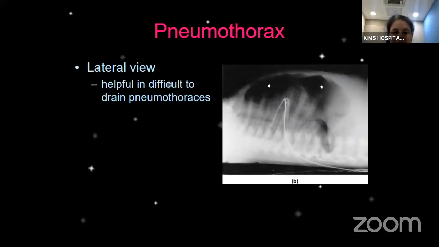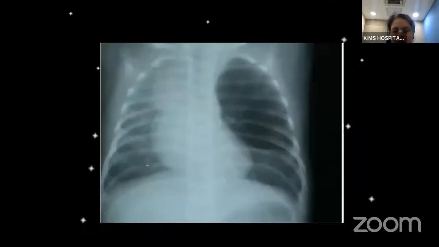So a lateral view may be helpful in difficult-to-drain pneumothoraces. This lateral view actually helps us to locate that there are pockets of air that can be delineated more anteriorly in the chest. So this is classically an anterior pneumothorax.